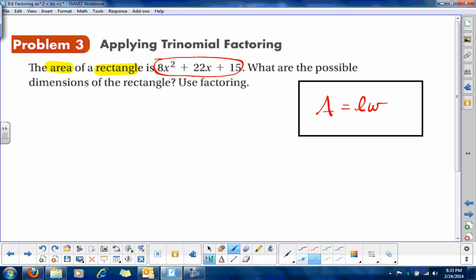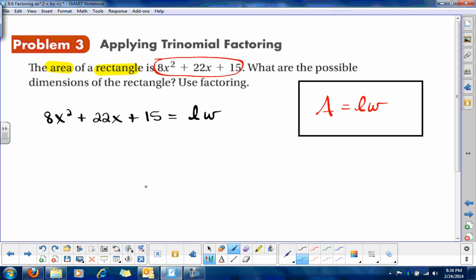The entire trinomial. So here we've got 8x squared plus 22x plus 15, and that's going to be equal to the length times the width. So we need to break this up into two binomials to find our length and our width.